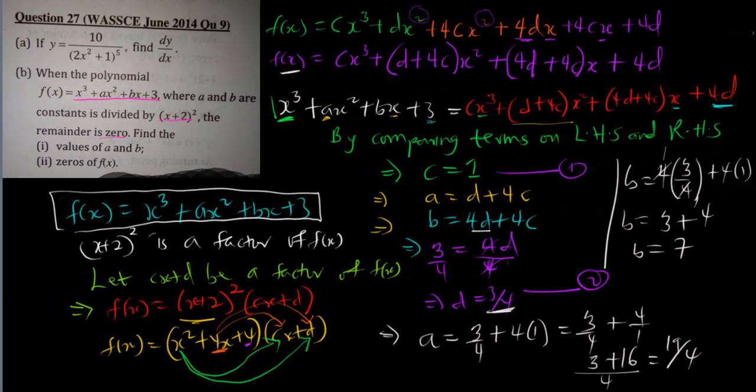All right, so we've been able to find the values of a, that is 19/4, and that of b is 7. So therefore the values are a equals 19/4, and b equals 7.